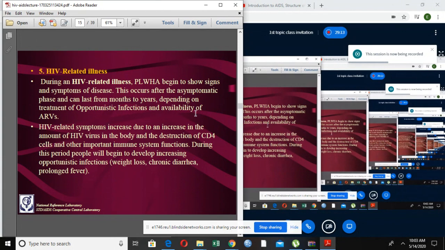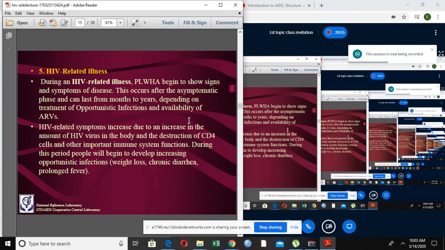So if you have a lot of opportunistic infections coming in, meningitis, flu, TB, malaria, diarrhea, all this. The duration of this phase will depend on how you are treating these opportunistic infections, and are you taking any ARVs? Then HIV related symptoms increase due to an increase in the amount of HIV virus in the body and the destruction of CD4 cells and other important immune system functions.